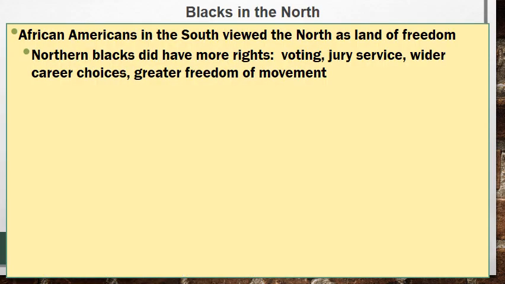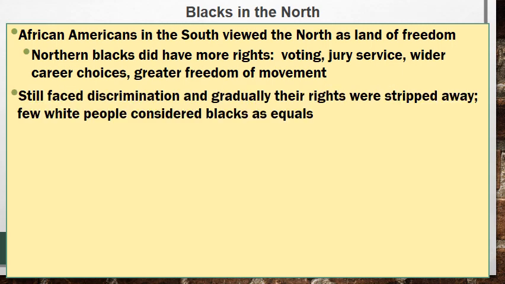Free blacks in the North had, relatively speaking, a better life. And the North was often seen as the land of freedom. Voting was allowed in many places, but not always, and sometimes mobs would prevent it from happening. Jury service could happen, more career choices, greater freedom of movement. But still, there's widespread discrimination. White people in the North have no thought that African Americans are equal to them. They don't consider blacks as equal.